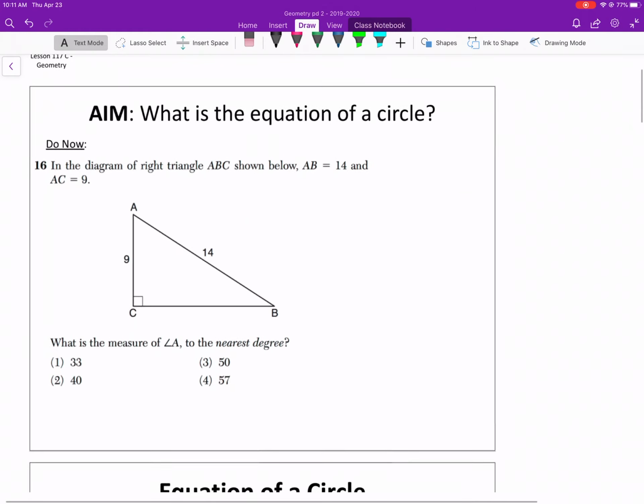Today's due now. In the diagram of right triangle ABC shown below, AB is equal to 14, AC is equal to 9. Both of those are filled in there for you. What is the measure of angle A to the nearest degree?